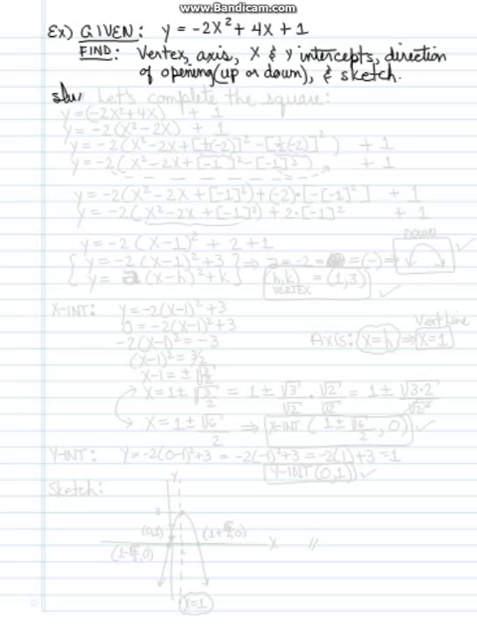We're asked to find the vertex (h, k), the axis, which is the vertical line that cuts the parabola in half. It's the equation x equals h. The x and y intercepts, and the direction of the opening, up or down, and do the sketch. So here is our solution.